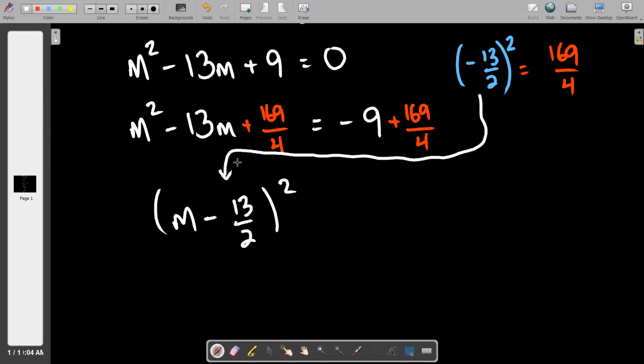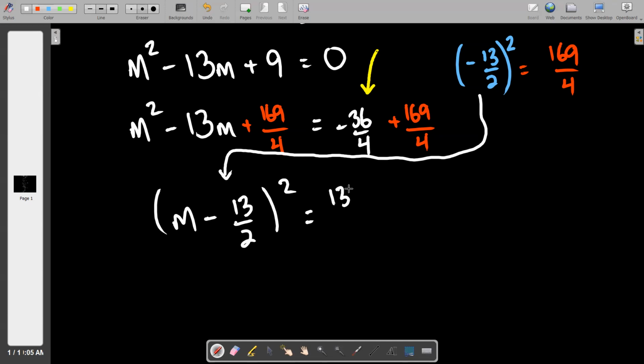Jackpot. Now on the right side, again, here comes that annoying math that we talked about. What am I going to turn that negative 9? I'm pointing at it with a yellow arrow. What am I going to turn it into? Good. Negative 36 over 4. And now I have to add those together. How many fourths will I get?